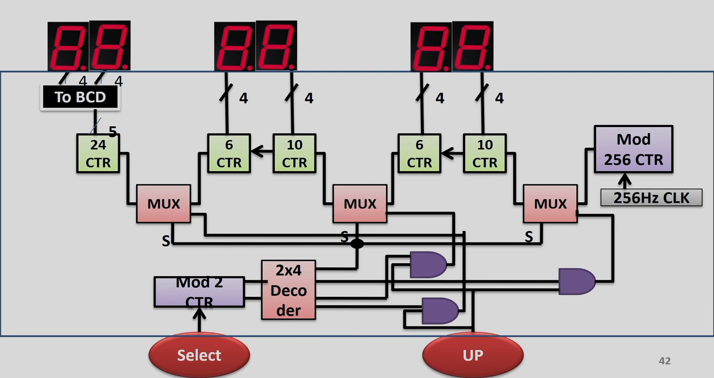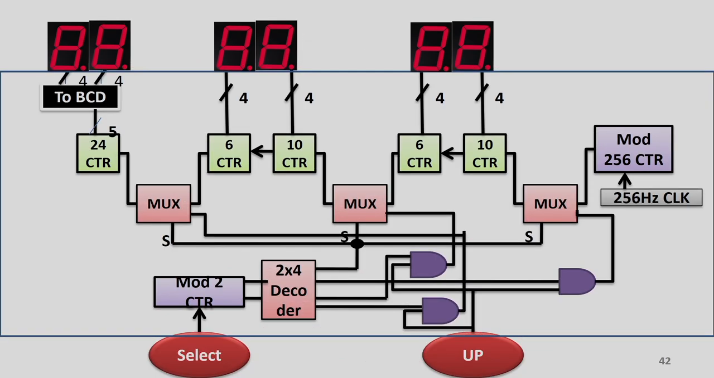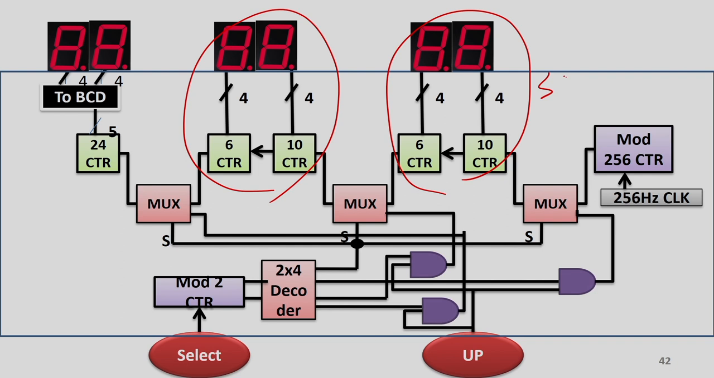This is a wall clock design based on our description. Design a wall clock to display time in HH, MM and SS format, which should support reset and adjustment of time, with button 1 to select the mode counter and button 2 for increasing the selected mode counter. This is a mode 60 counter, per second, this is per minute, and this is per hour. This is a mode 24 counter, because a day has 24 hours, then mode 60 and mode 60 counters.